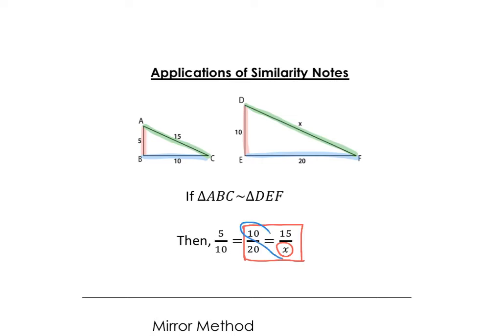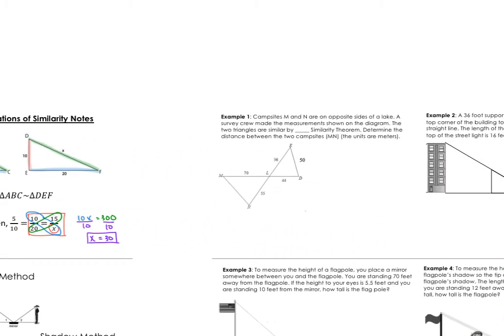So for instance, 10 times x is 10x. 15 times 20 is 300. And then we can just solve this equation, divide both sides by 10, so x equals 30. So knowing that the two triangles are similar, we can set up these ratios and just cross multiply to solve for a missing side. So let's take a look at some other examples.